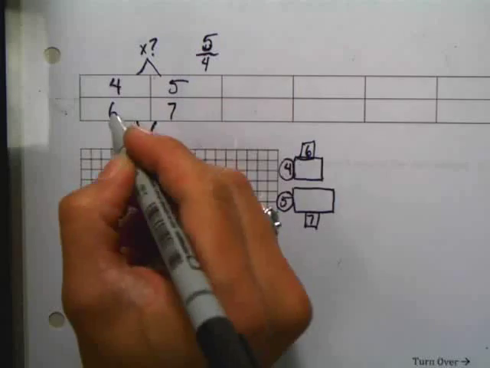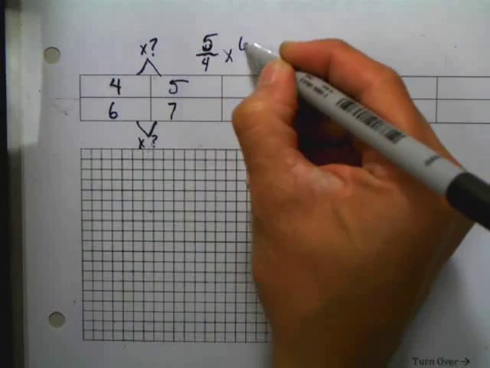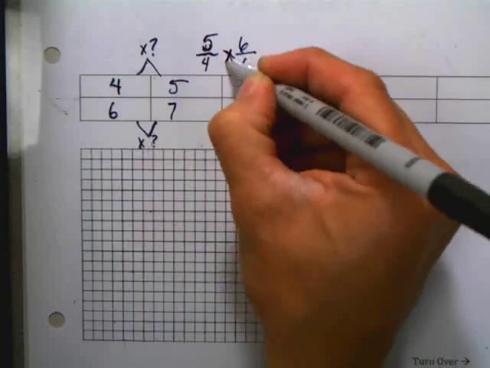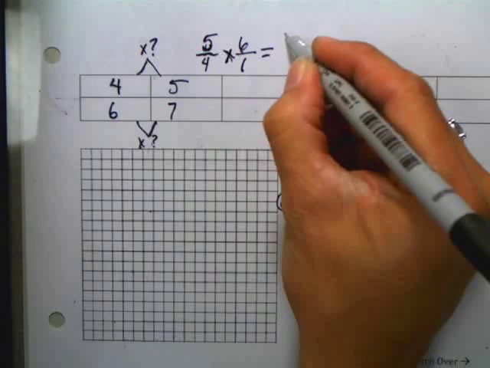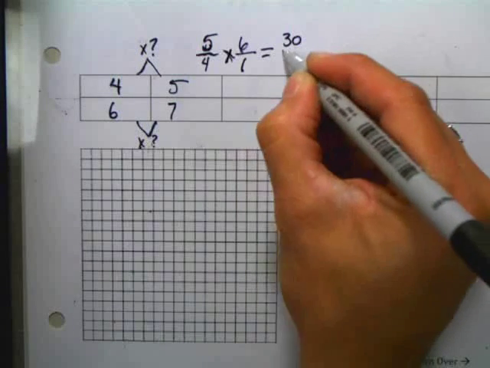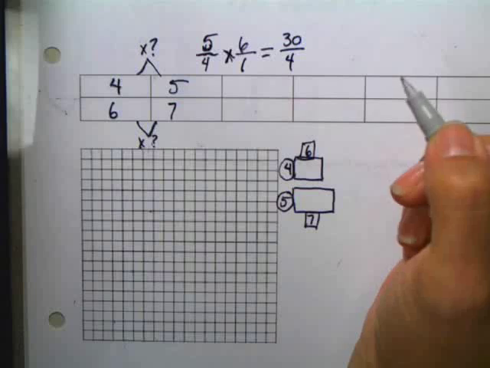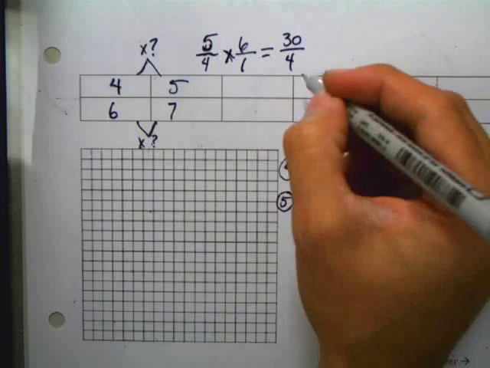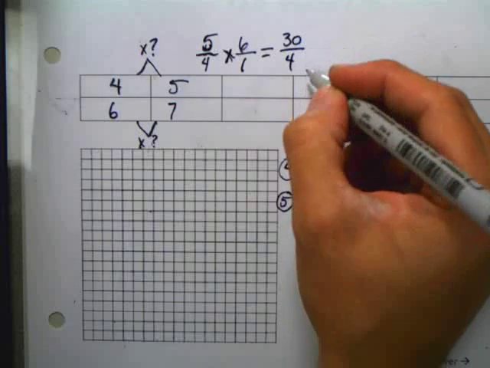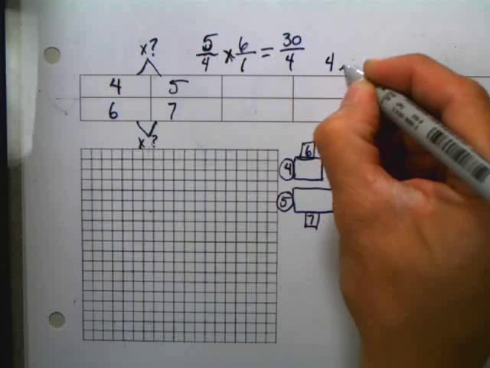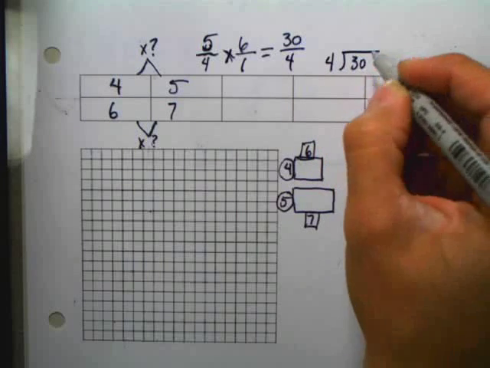Okay, so let's just take the 6. We're going to multiply by 6 over 1. We're going to multiply straight across. It's going to give us 30 divided by 4. Right now, I can tell you that that's going to be a mixed number. There's going to be a crazy remainder left over. So let's just figure it out.